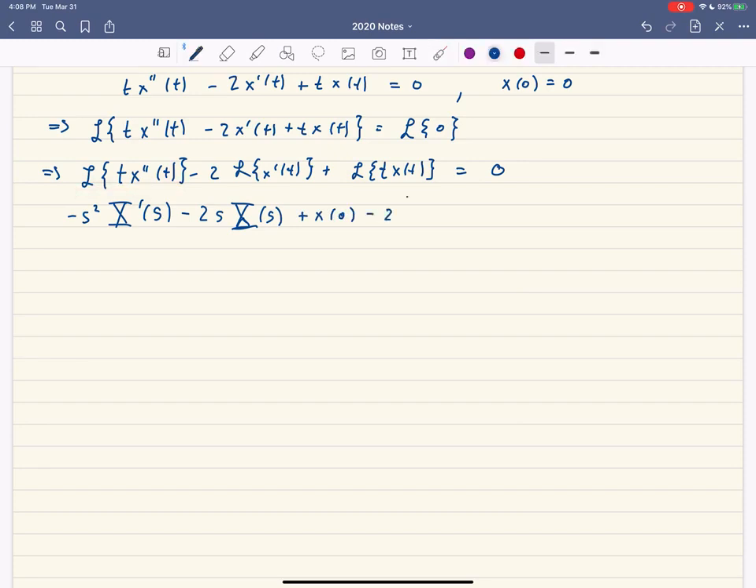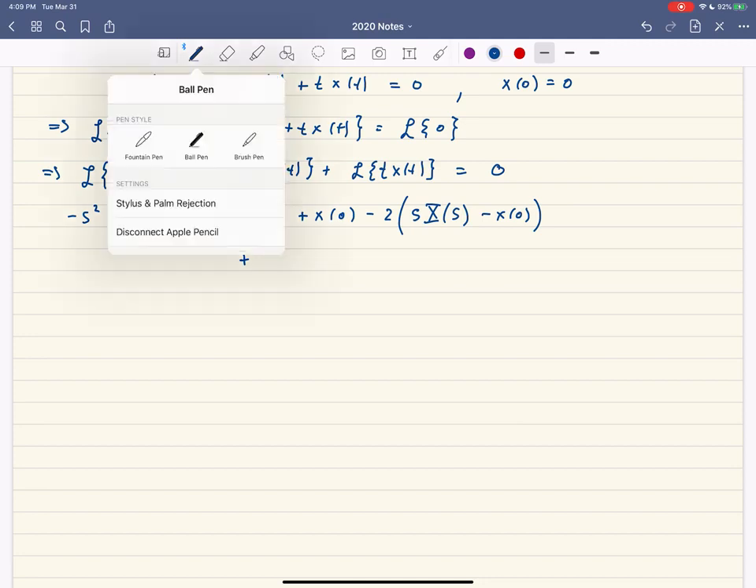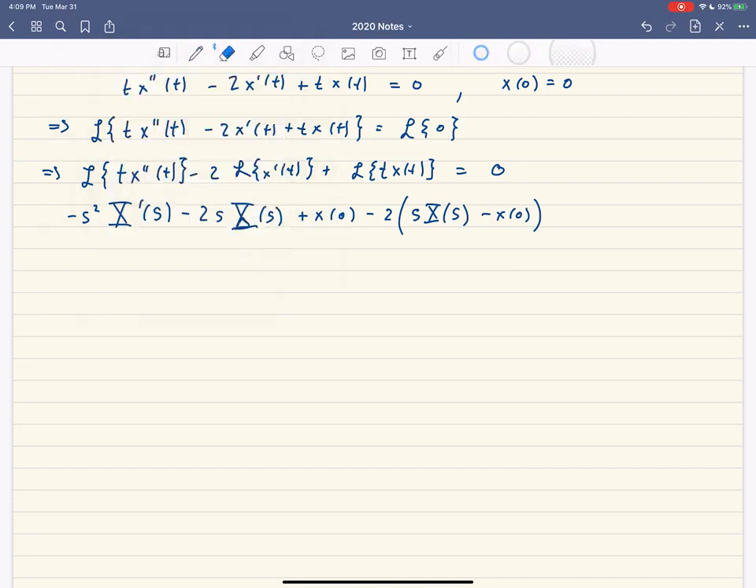Next, we're going to subtract twice the Laplace transform of x prime. And so that is just s capital X minus little x of 0. And then we're going to add to that the Laplace transform of t times x of t. If we remember, the formula for that was just minus capital X prime of s. And then we want this to be equal to 0.